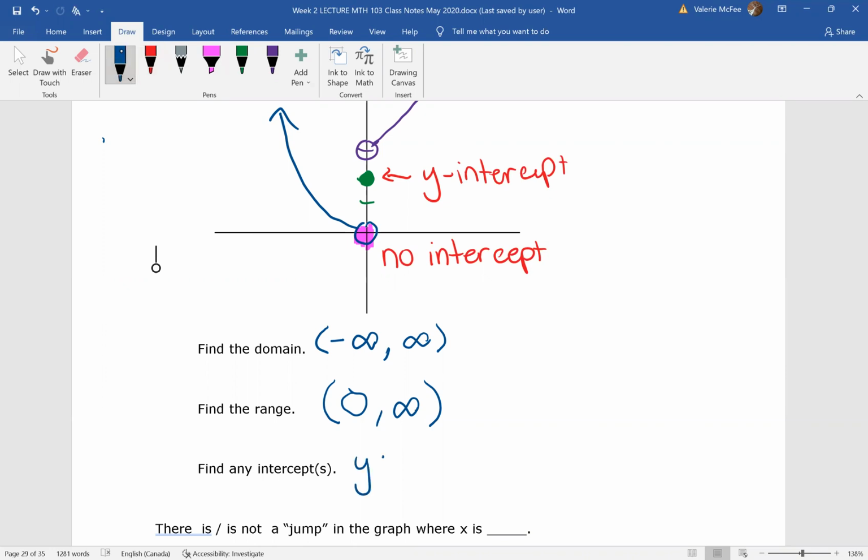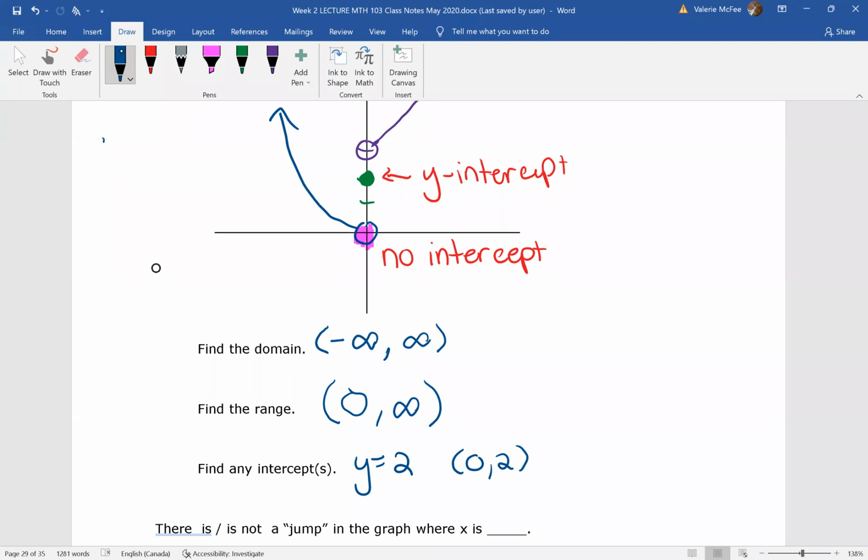Now, I'm not sure if Pearson asks you to write y equals 2, or if they're looking for an ordered pair. X is 0, y is 2. Read carefully and check your homework. That's a place where you can decide what type of answer needs to be inputted.